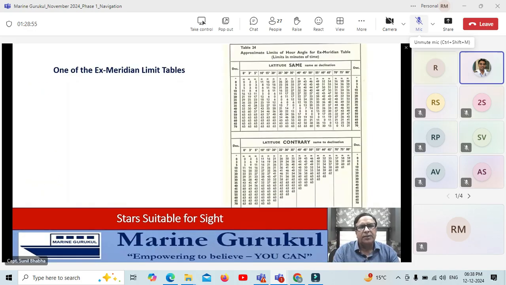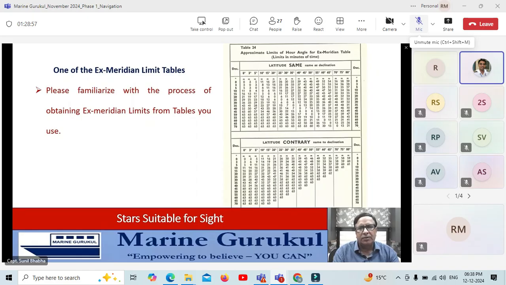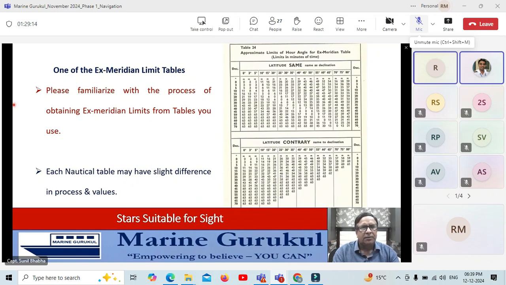One of the X meridian limit tables is as shown here on the screen, wherein you can use them with the declination of the body and the observer's latitude, with different tables for same and contrary names. However, you are likely to have different methods of obtaining X meridian limits based on the nautical tables that you use. So please familiarize yourself with the process of obtaining X meridian limits from the nautical tables that you use.